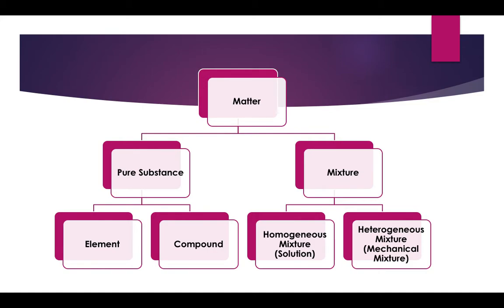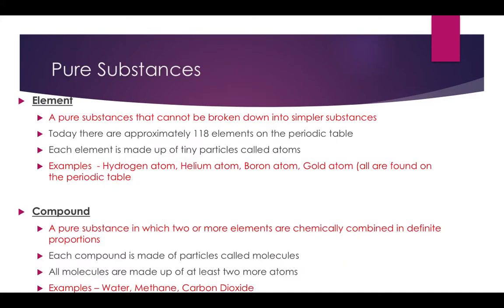If you can see more than one thing, we call that a mechanical mixture or a heterogeneous mixture. So let's take a look at pure substances. We have two types of pure substances.